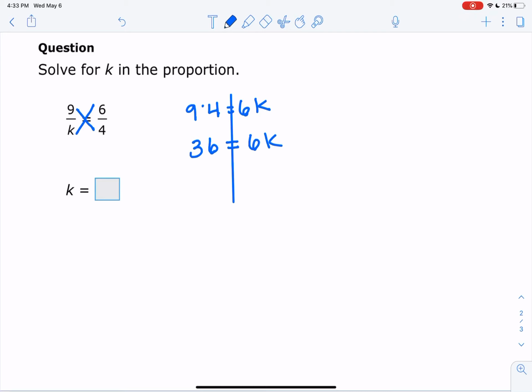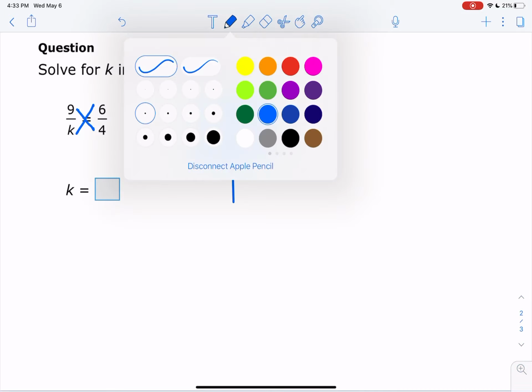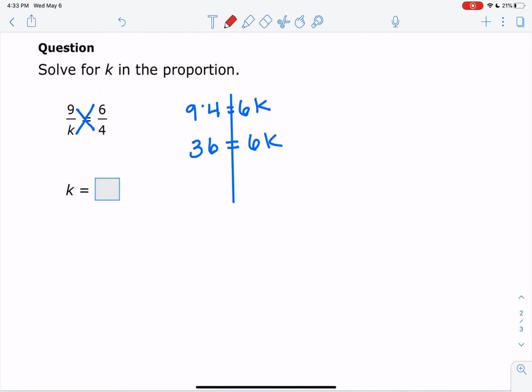6k. And what is my second step that I need to do? Yep, I need to divide both sides by 6. I get k equals 6 because 36 divided by 6 is 6. Or k equals 6. All right, and that's it.